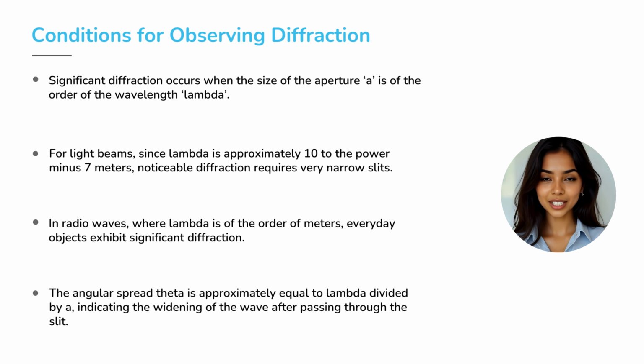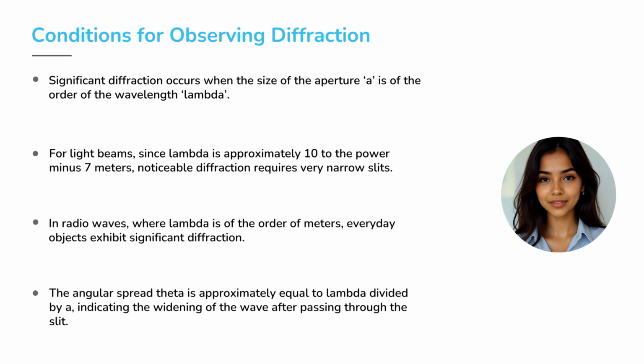But with radio waves, whose wavelengths range in meters, everyday items like buildings and hills become pretty good dancers of radio waves, causing significant diffraction. That's why your radio signal can bend around obstacles.